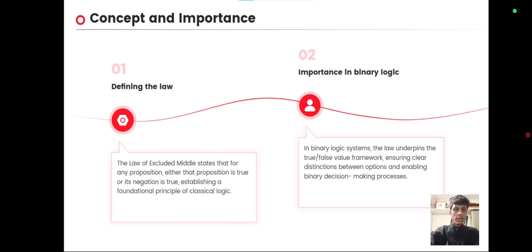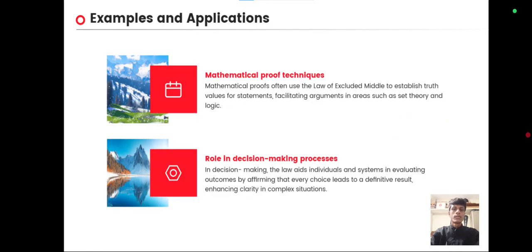The law of excluded middle states that for any proposition, either that proposition is true or its negation is true, establishing a foundational principle of classical logic. Importance in binary logic. In binary logic systems, the law underpins the true or false value framework, ensuring clear distinction between options and enabling binary decision making processes. Examples and application: mathematical proof techniques and role in decision making process.